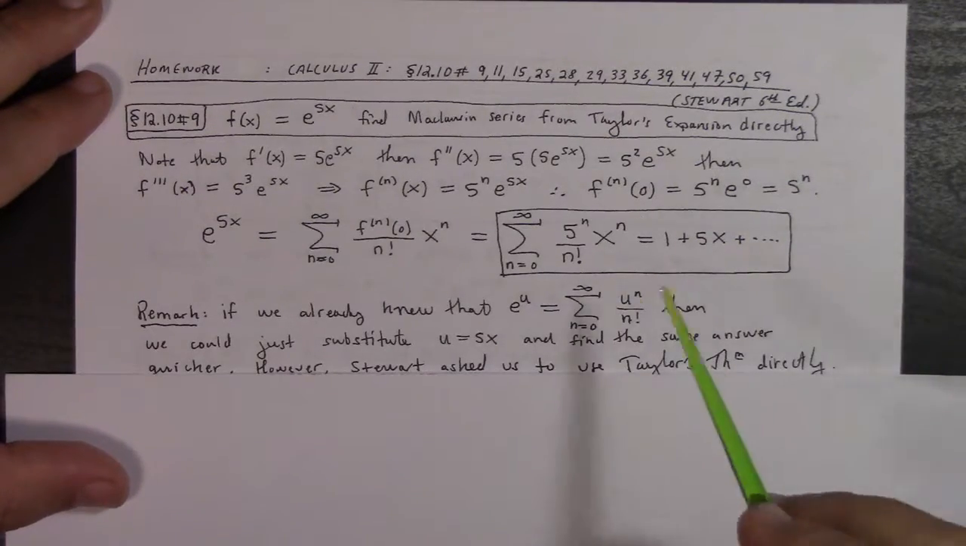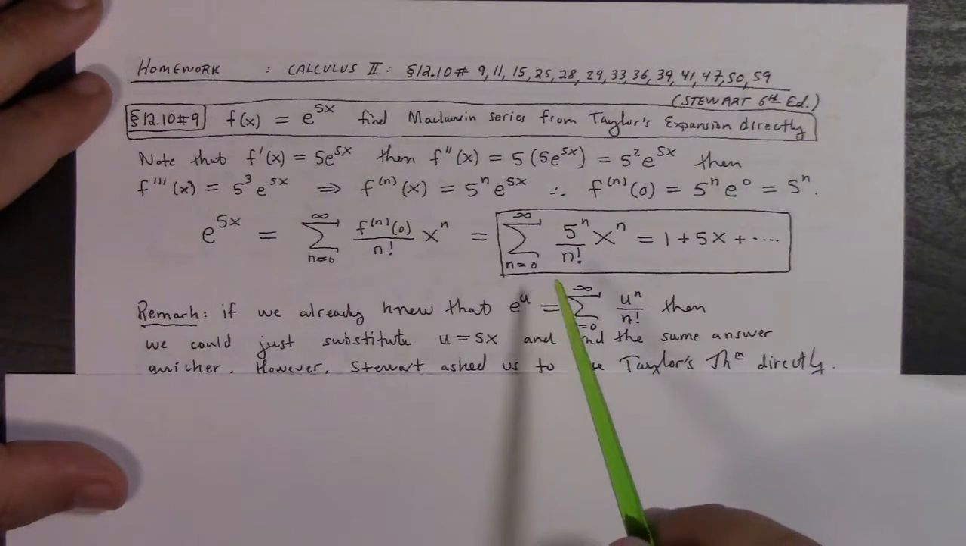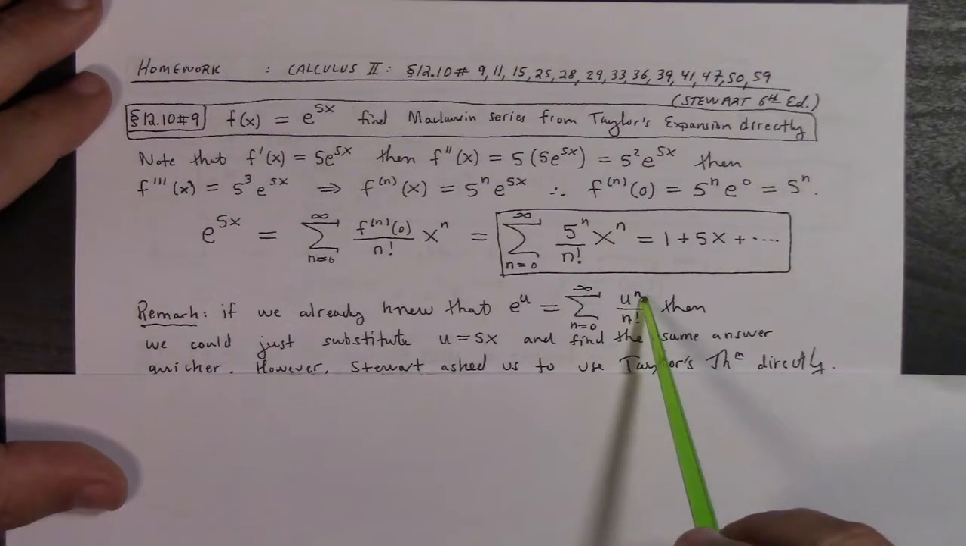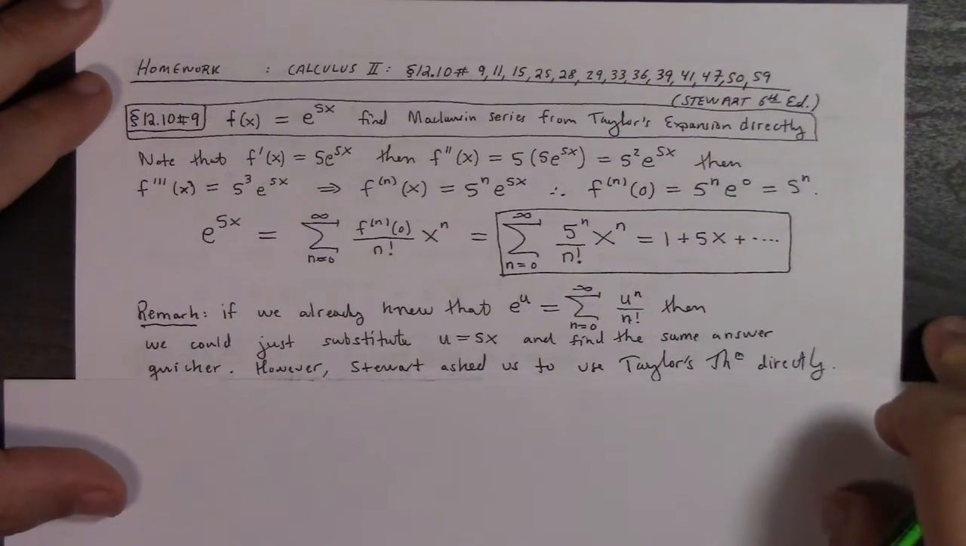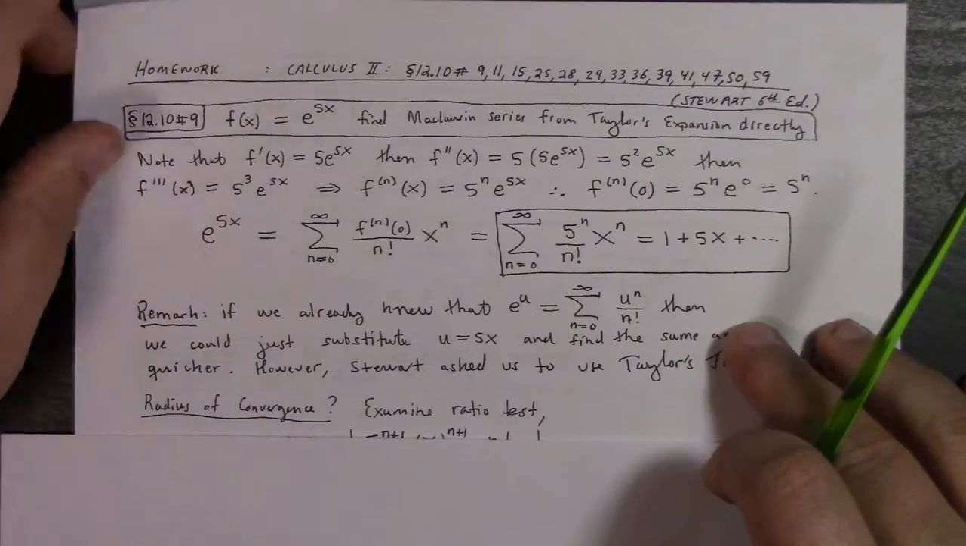Now, if we already knew the expansion for the exponential, we could just straight plug in u equals 5x and we get the same thing immediately, right? But I was just following what the text asked us to do with the problem, so that's why I did it.